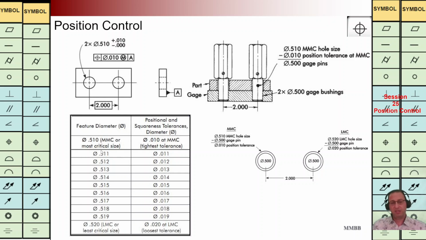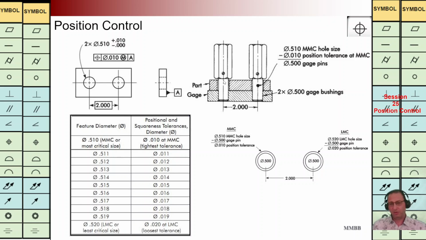In this table, we can see when we have maximum material on this feature, we are going to have this TZ of 0.01. And for other values of hole diameter, we can see the value of TZ is going to change.